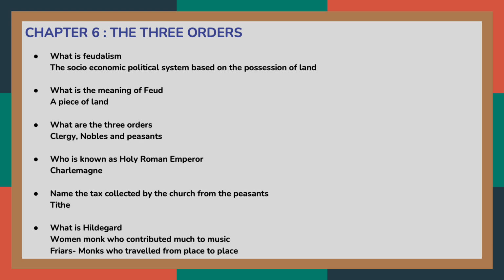Charlemagne is known as the Holy Roman Emperor. Tithe is the tax collected by the church from the peasants. Hildegard was a woman monk who contributed much to music, and friars are the monks who travel from place to place.